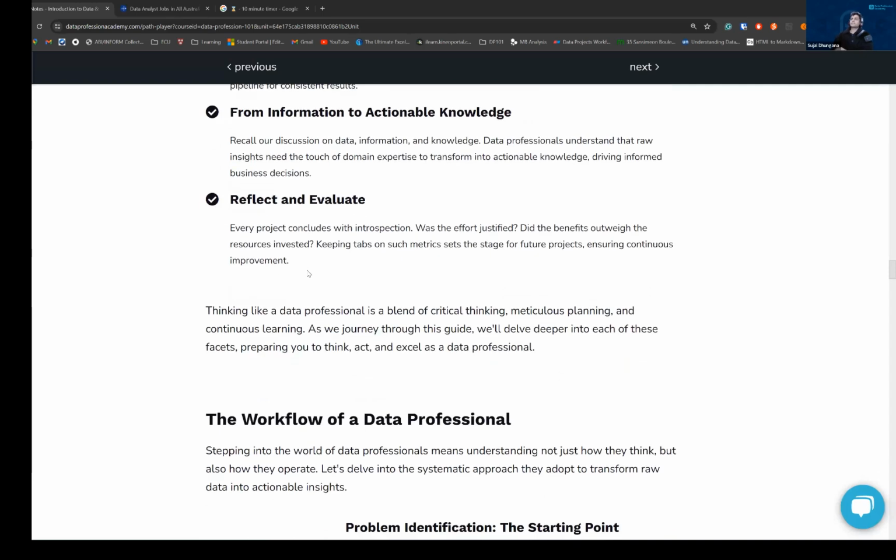And reflect and evaluate. This is, again, a really important one. Once you're done with your project, once you're done with your work, always reflect and evaluate. In the workplace, there will be formal rituals for this called project closures, retrospectives, and all those kinds of things. But in your personal projects and your personal work as well, you can implement that.